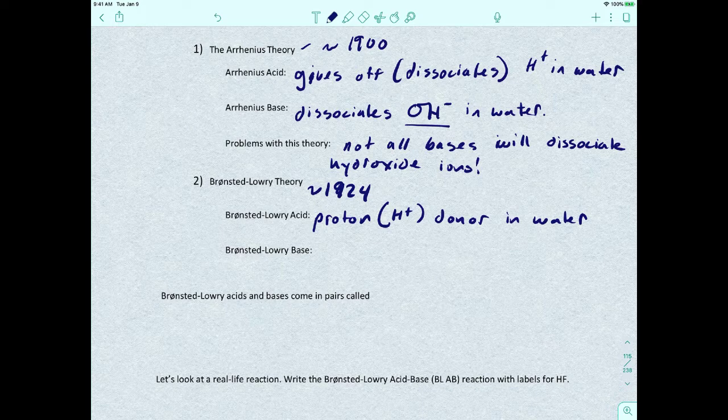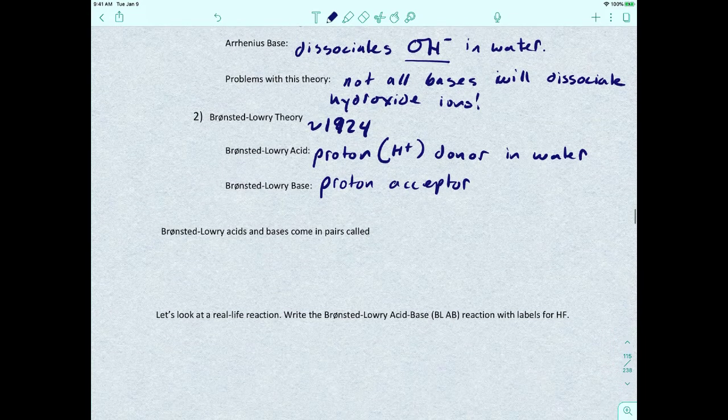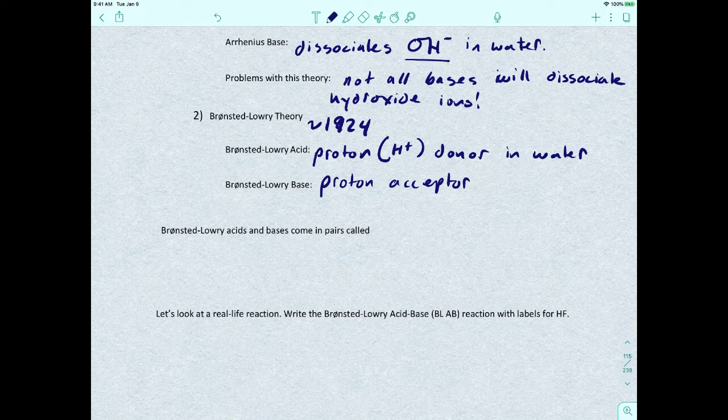Now, what they did differently, though, is define what a base was. So instead of saying that a base is going to dissociate and give hydroxide ions, they said that a base is really going to be a proton acceptor. And so in an acid-base reaction, you're going to have species that give off hydrogen ions, and then you're going to have species that take in hydrogen ions. And in a chemical reaction, you're always going to have them paired up. So Brønsted-Lowry acids and bases come in pairs called conjugate acid-base pairs.